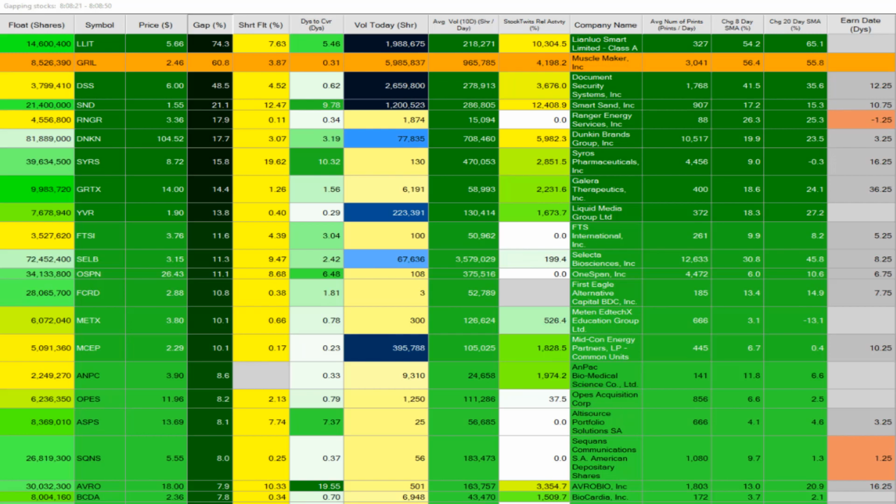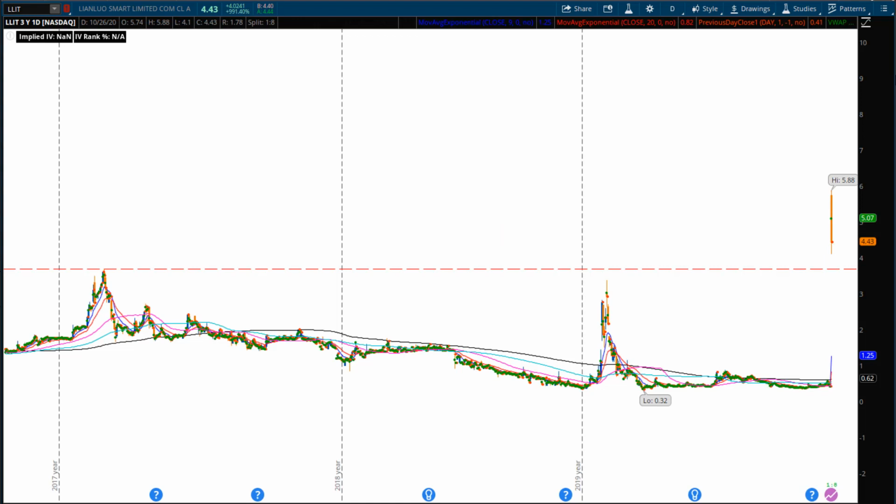So there's not an exact science, but when you look at those ones that have a lot of volume, 100,000 or more, and then when you see over 1 million, that's where traders are really paying attention to that particular stock. So you'll see in this scenario, there's a few that have over 1 million in volume. We're going to pay attention in these charts to LLIT and then also DSS.